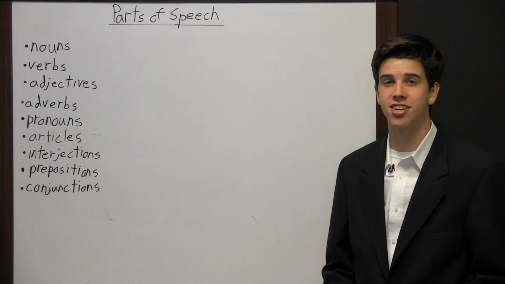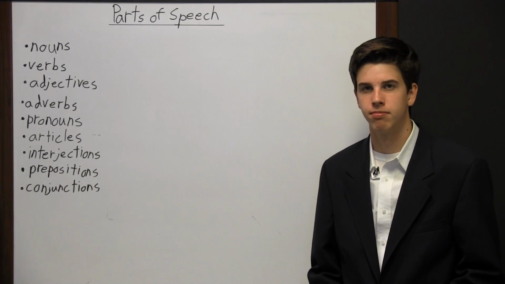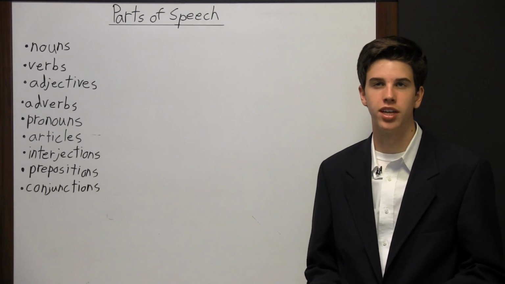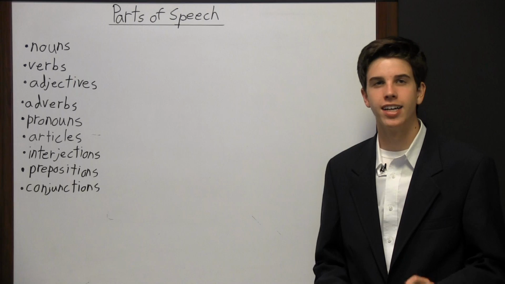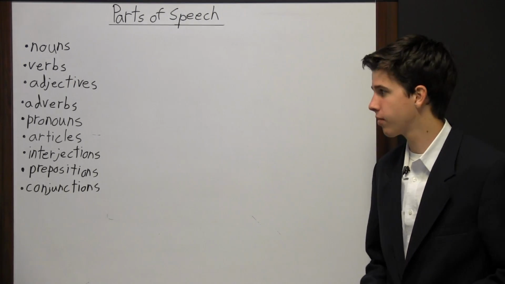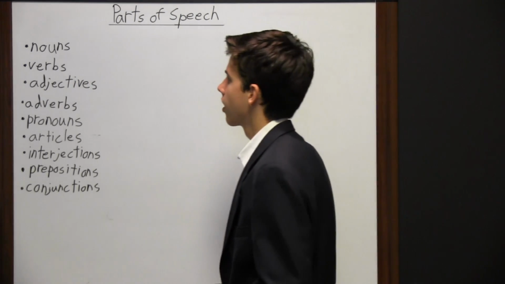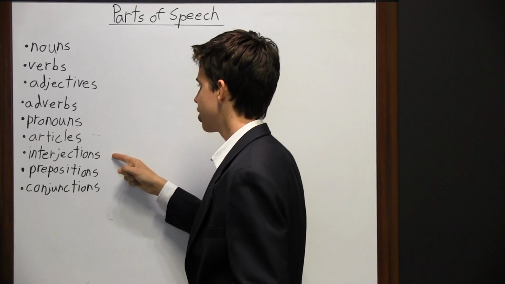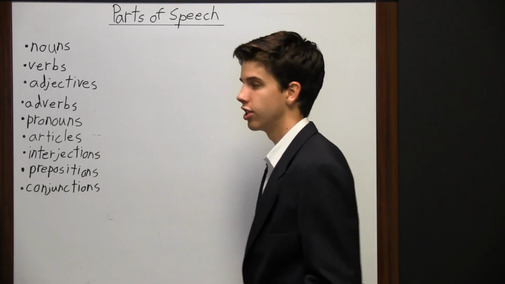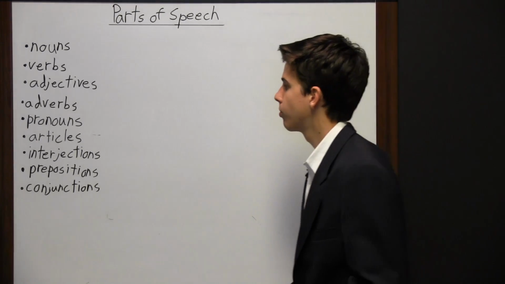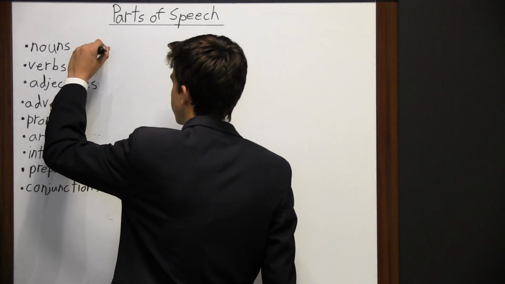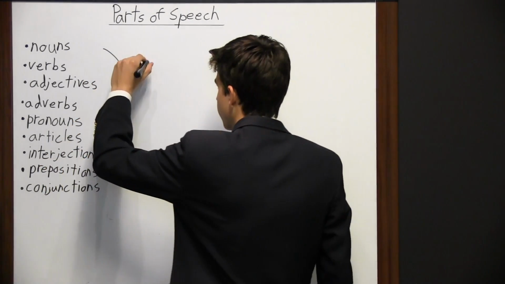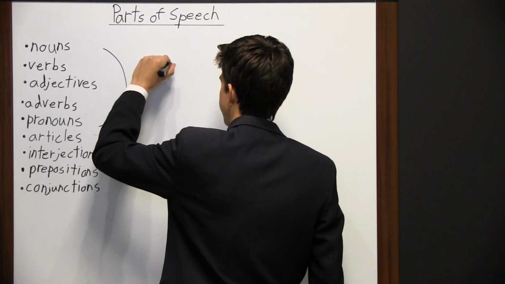ACT, English sentence structure. The sentence is the basic unit of communication in English. Parts of speech identify the words which make up a sentence. So some examples of parts of speech are nouns, verbs, adjectives, adverbs, pronouns, articles, interjections, prepositions, and conjunctions. So one group of words that we have is nouns, verbs, adjectives, adverbs, and pronouns. Those words perform essential functions within a sentence.